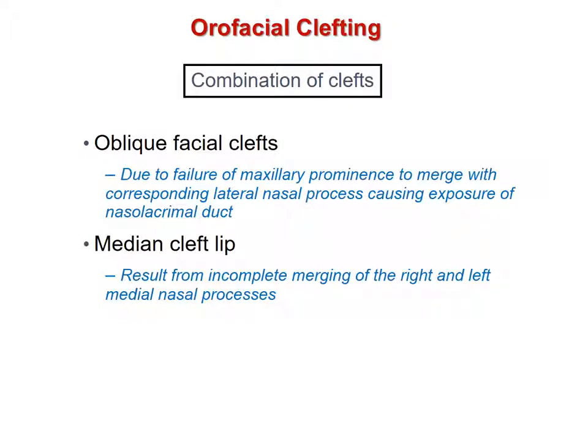Less frequent in occurrence are oblique facial clefts and midline clefts of the upper lip. Oblique facial clefts are due to failure of a maxillary prominence to merge with its corresponding lateral nasal process, causing exposure of the nasolacrimal duct on the surface of the skin. A median cleft lip results from incomplete merging of the right and left medial nasal processes.